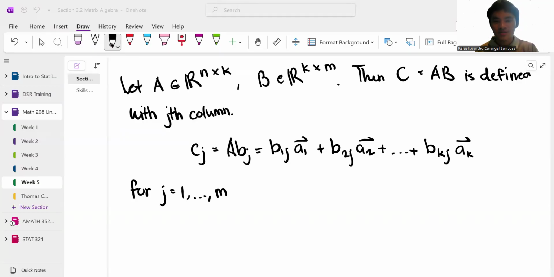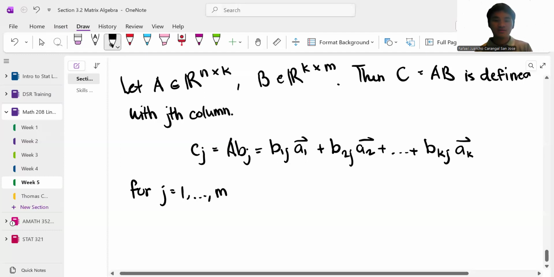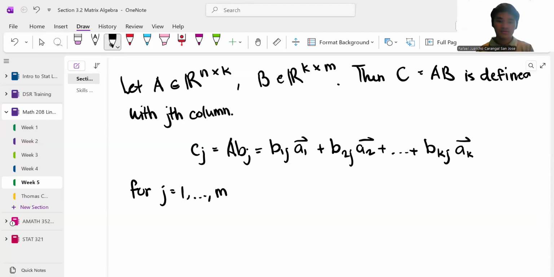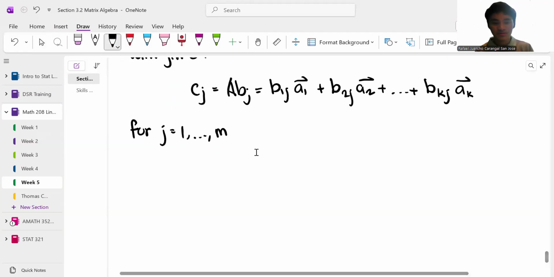Let me see if I can read this right. So B1, for example, B1J is an entry in B, right? And we're multiplying that by this vector. Oh, apparently that works. Okay, cool. Yeah, that does work.